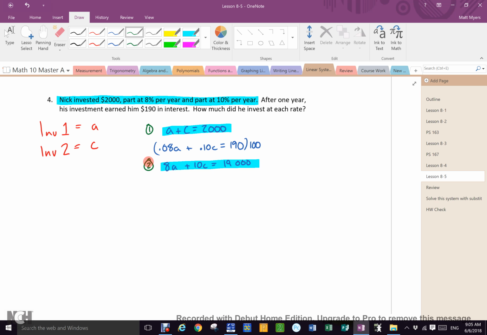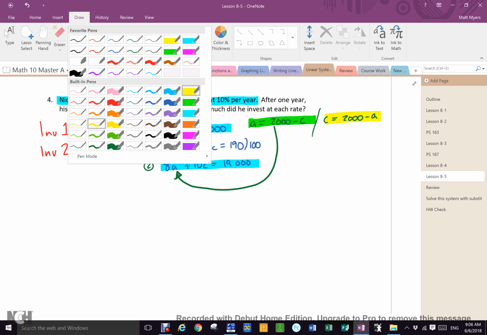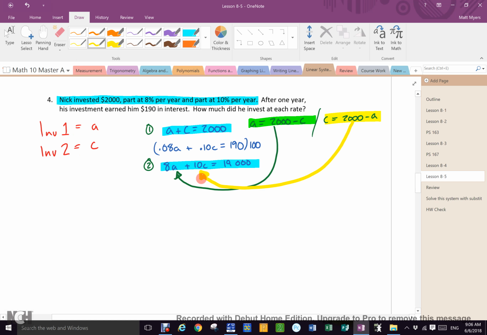Does it matter which I isolate, A or C? No. If I isolate A, A equals 2,000 minus C, correct? What does C equal? 2,000, I heard someone say it, minus A. Does it matter which one I do? No. If I do this first one in green, then that goes in for A, right? If I do the second one, which I'm going to highlight in yellow, it goes in for which? For C. Does it matter which one I do? No.